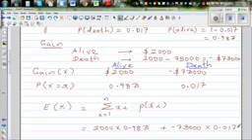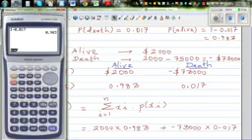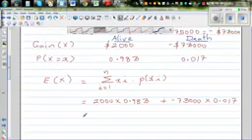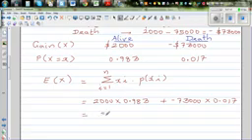times 0.017. So let's get the calculator out. This is 2,000 times 0.983 plus minus 73,000 times 0.017. So the gain is $725. So what does that mean? The expected gain for the insurance company is $725.